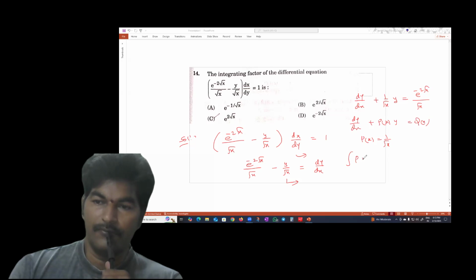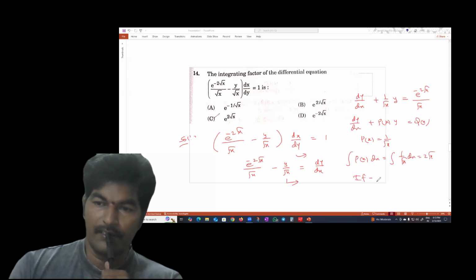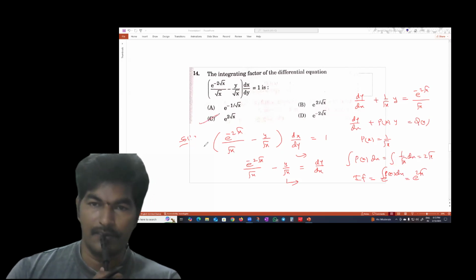And the integral of p of x dx is the integral of 1 by root x dx. Answer is 2 root x. And now the integrating factor is equal to e power integral p of x dx. Okay, so e power 2 root x. Option C is the correct answer for this problem.